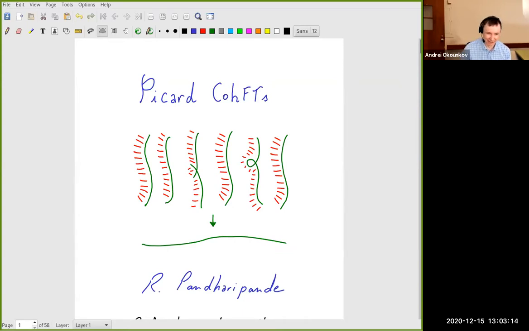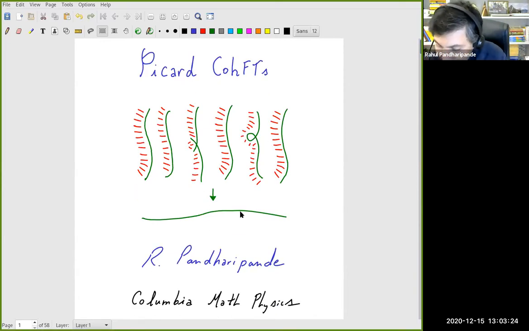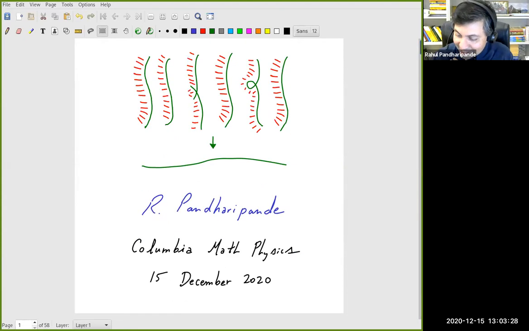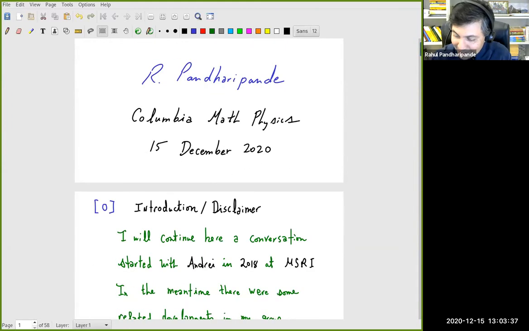So. Okay, so thanks for this invitation to speak here, and I am going to speak about these Picard CohFTs. And the first thing is this Christmas ornament I drew. That's kind of a picture of them, and I'll try to explain more. So the first thing to say about this talk is that it's pretty speculative. I hope that there's at least some things that I say which are correct. And so that's the introduction disclaimer.